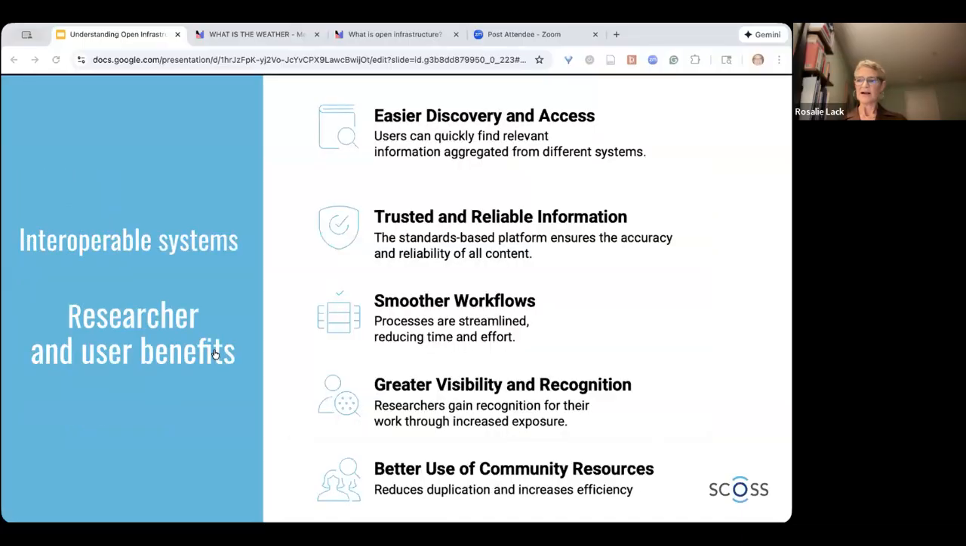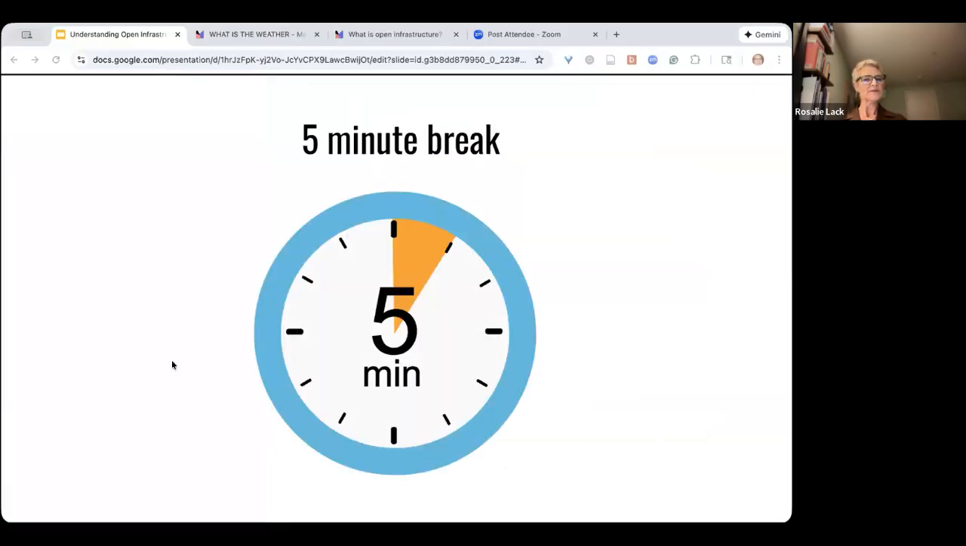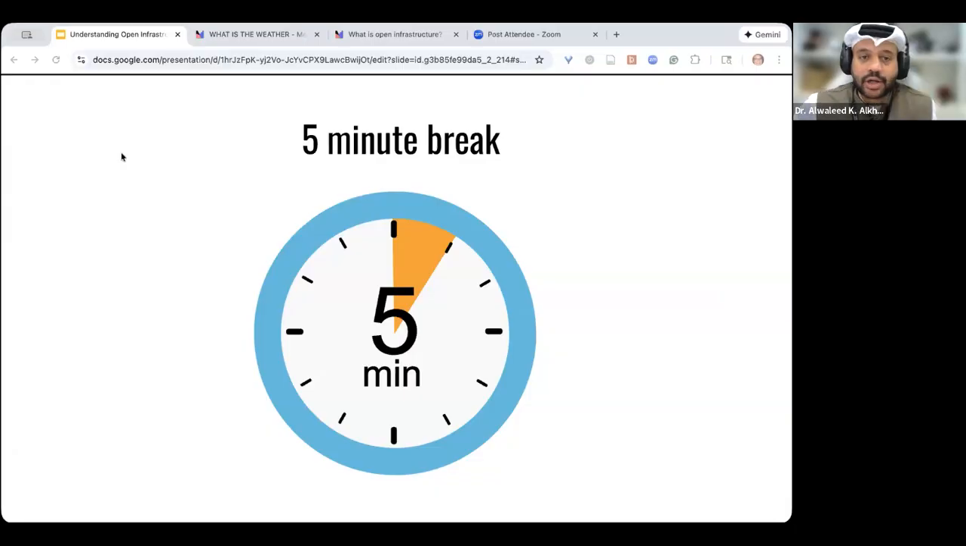Okay, so I think our next thing is I was going to give you guys a little bit of a break here. Do you think this is a good time, Ali, to go ahead and have a break? Yeah, we can have a couple of minutes break, and then once we come back, we'll look at funding challenges and know more about SCOSS. I think it's a good segue to take a little break.